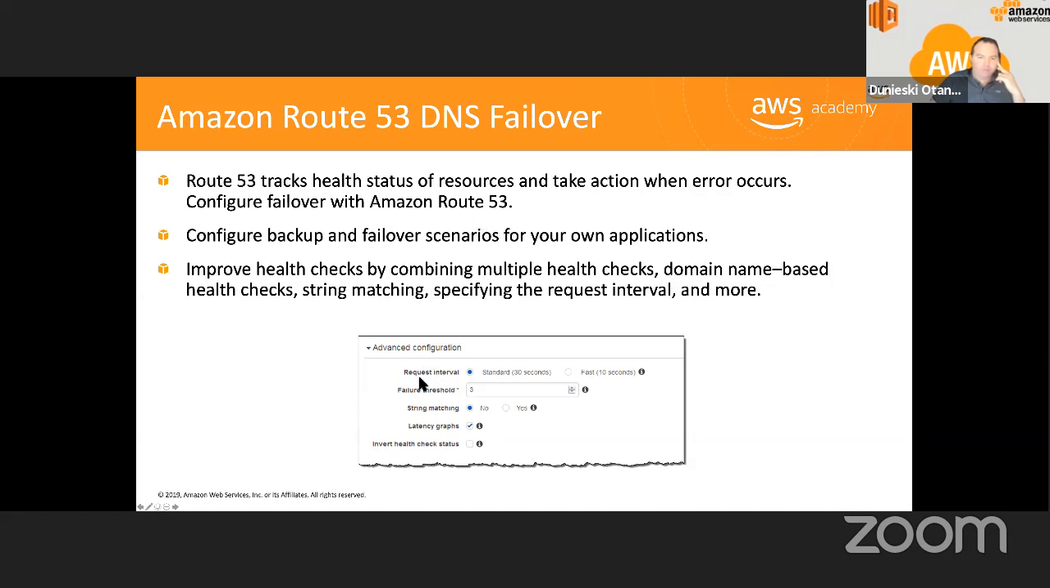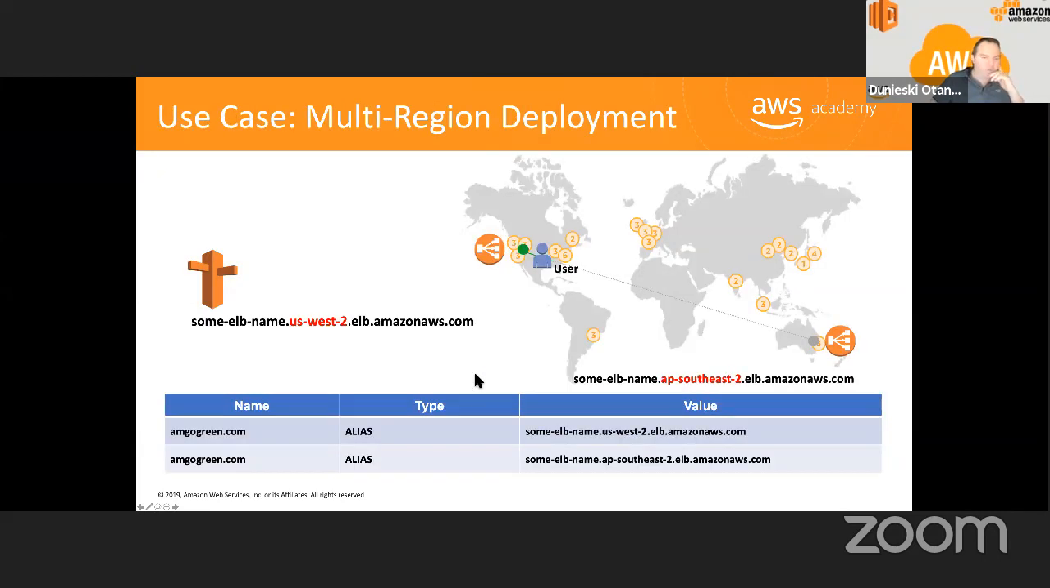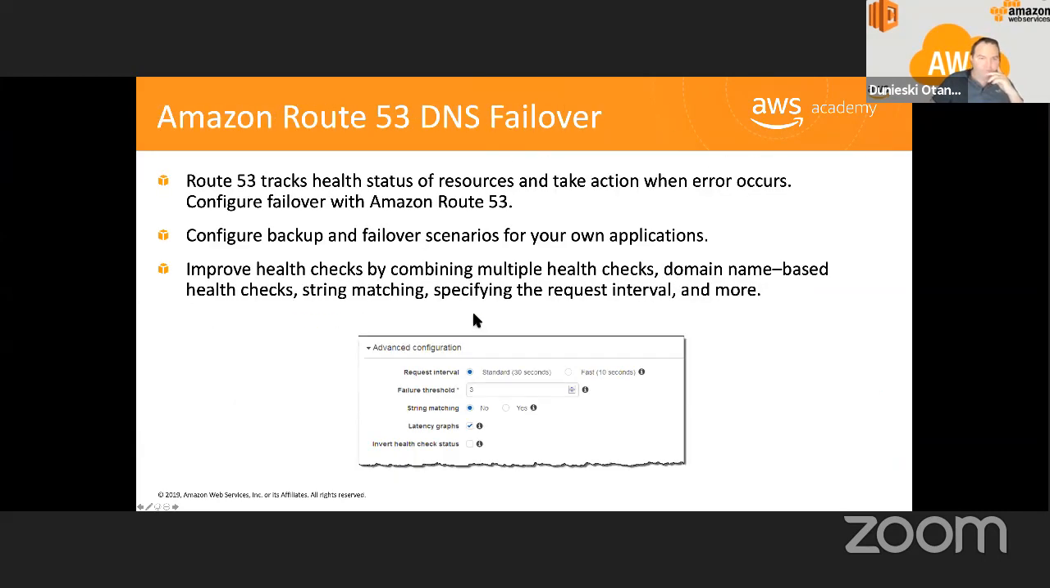You have to configure it here and put the interval. If it is standard or fast, the faster, the more you're going to pay, right? The smaller the interval, of course, the faster it is. And you can configure backup and failover scenarios for your own applications.